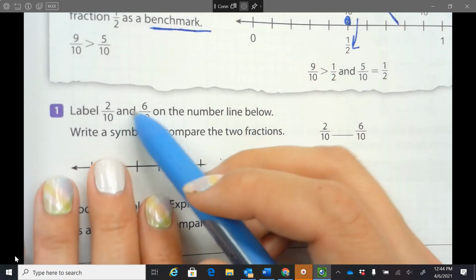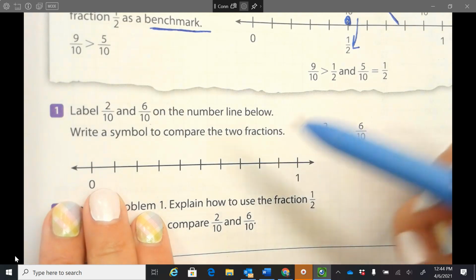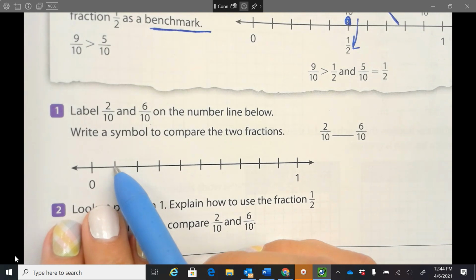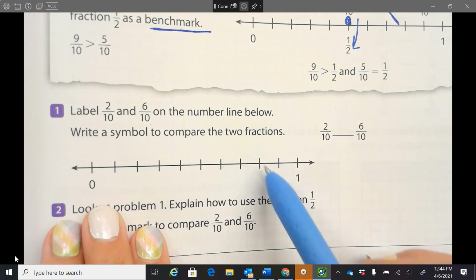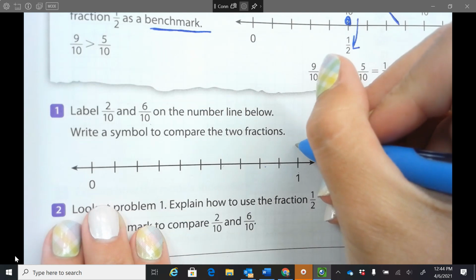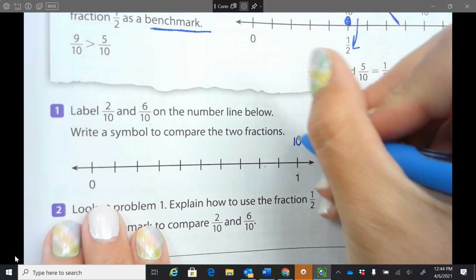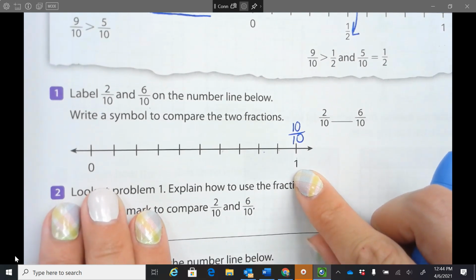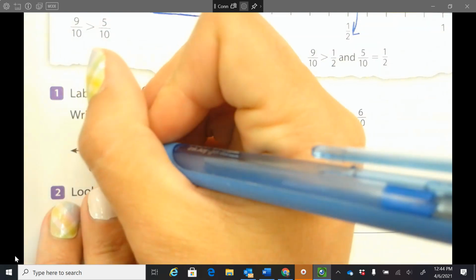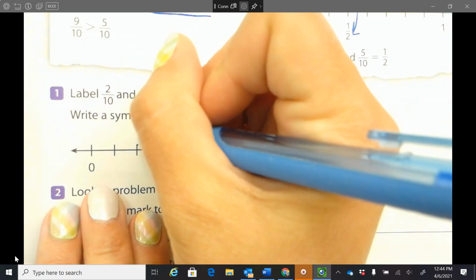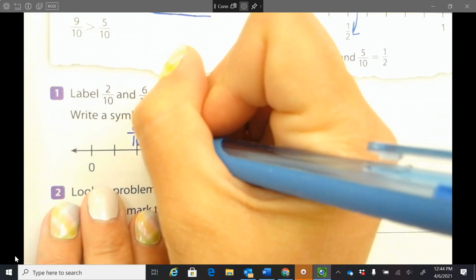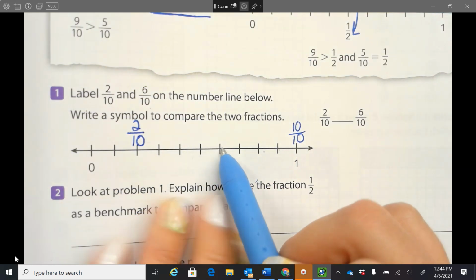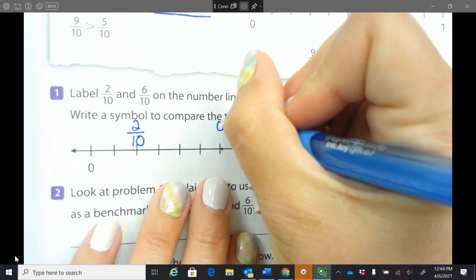It says label 2/10 and 6/10 on the number line below. So first of all, let's count and make sure this is all 10 lines. So 1, 2, 3, 4, 5, 6, 7, 8, 9, 10. Okay, so perfect. So 10/10 would be here because we know 10/10 is equal to 1 whole. Good. So 2/10. This would be 1/10. 2/10 would go here. 2, 3, 4, 5, 6/10 would go right here because that's the 6th line on here.